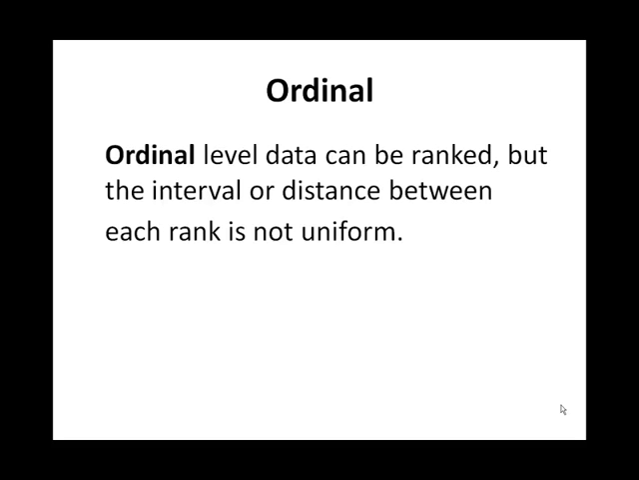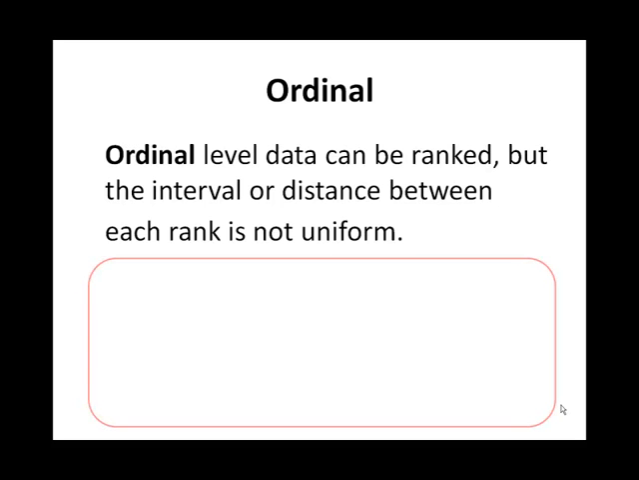Ordinal data refers to data that can be ranked, but the interval or distance between each rank is not uniform. Ordinal level data can be ranked, but the interval or distance between each rank is not uniform. So as you progress from, say, 0 to 1, 1 to 2, 2 to 3, those distances between those numbers don't really refer to anything that's measurable in a uniform sense. Here comes an example. So Likert scales are the prime example of ordinal data.